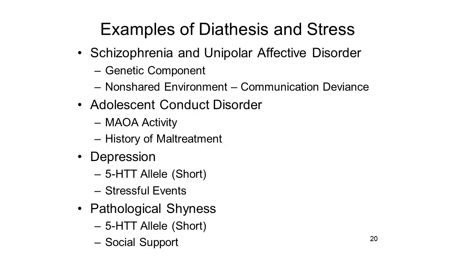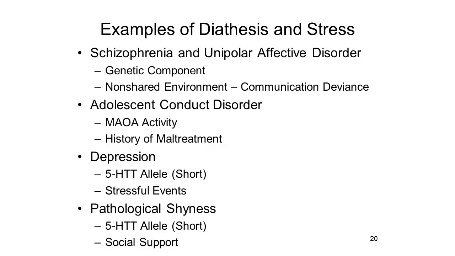We don't have a clear sense of what that would be in the case of unipolar affective disorder, but in the case of schizophrenia, it seems very clear that exposure of an at-risk child to a family characterized by lots of communication deviance can increase the levels of thought disorder in the child.